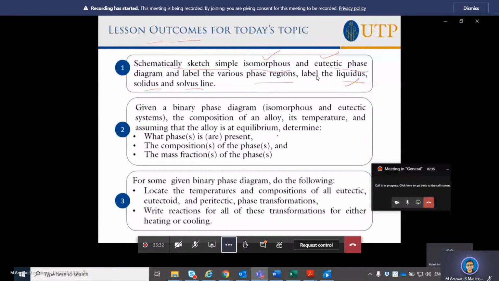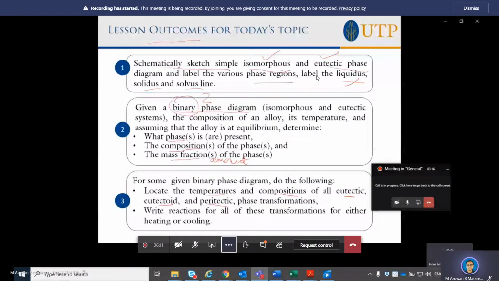So what you are expected to be able to do is that given a binary phase diagram, binary means two components, right? You should be able to tell what phases are present, what is the composition, and how much we have of the phase. So mass fractions mean amount, right? All right, and then apart from those, you are also expected to be able to locate the temperature and composition of all eutectic, eutectoid, and peritectic phase transformations.